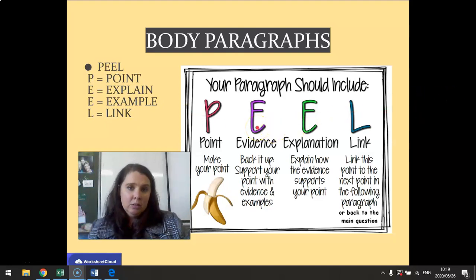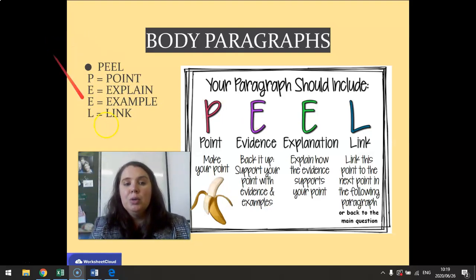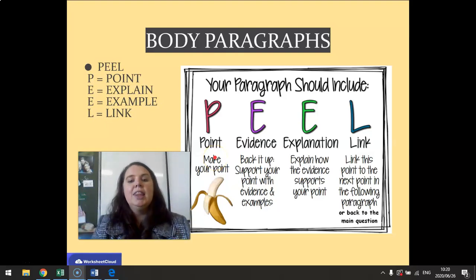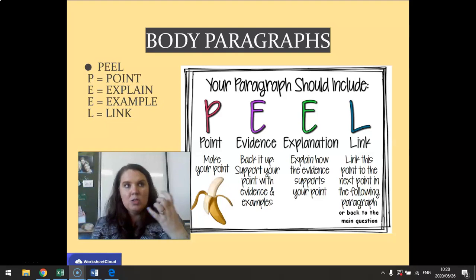We call it PEEL, almost like it has layers that you're building to. So your paragraph will have a main point. Then you will give me an example. Then you will explain the example. And then you will link it back to the main question. So your little paragraph is almost like a mini essay of its own. So your body paragraphs are all the same, and every one of them must follow the PEEL method.